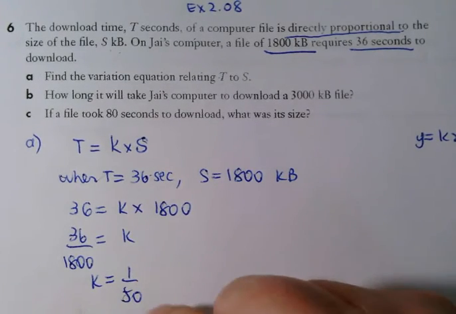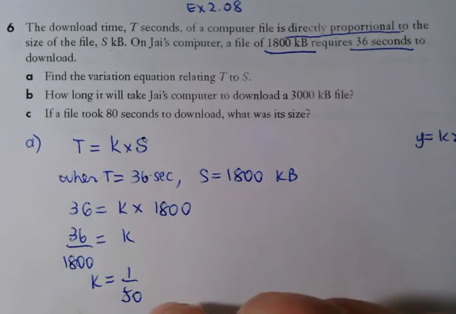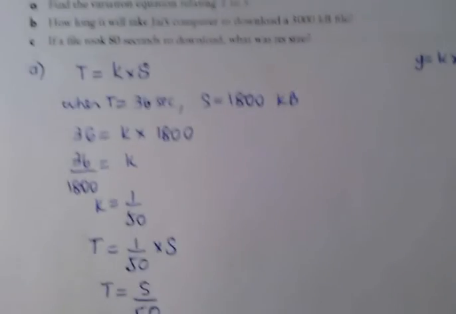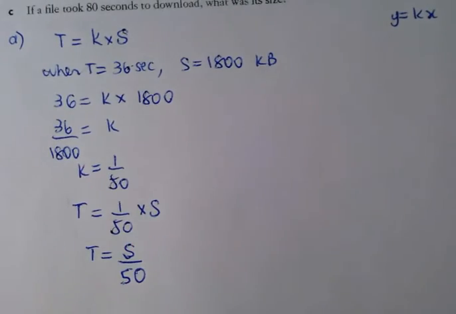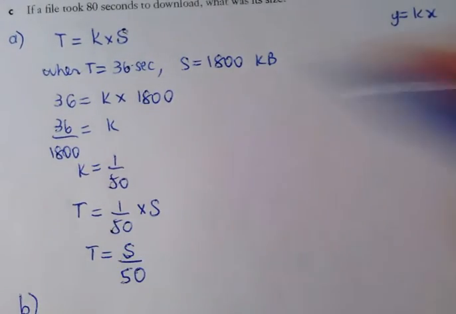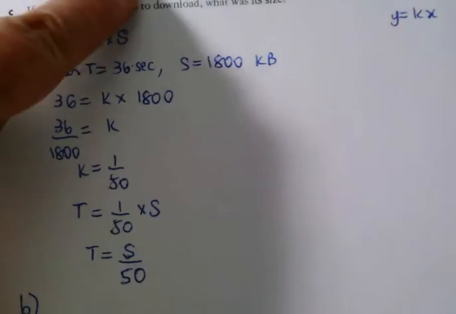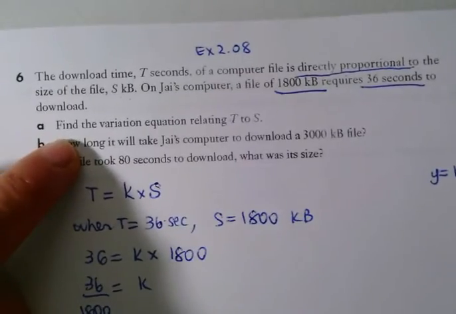So therefore t equals k, which is 1 over 50, times s. Now that's 1 times s over 50. In other words, t is s divided by 50. So that is our equation. T is s divided by 50. All right, part A. So that's our variation equation relating t to s.